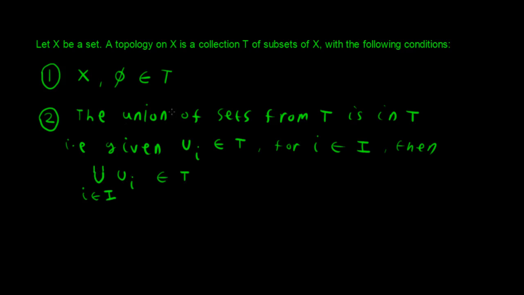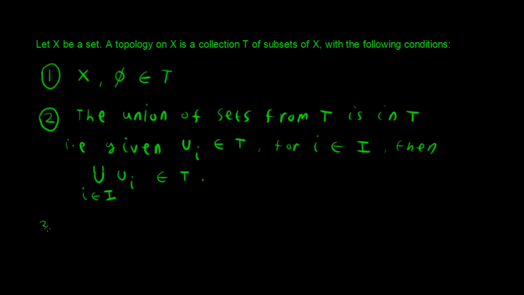Okay, so I take a bunch of sets in T, I take the union, and the answer should be in T, okay, regardless of how many sets I took. Okay, hopefully that's clear. We are going to go over some examples because this is quite abstract, and it may take you a little while to get used to it.